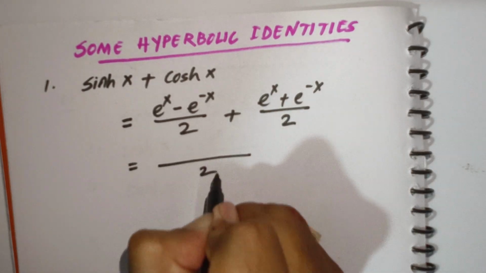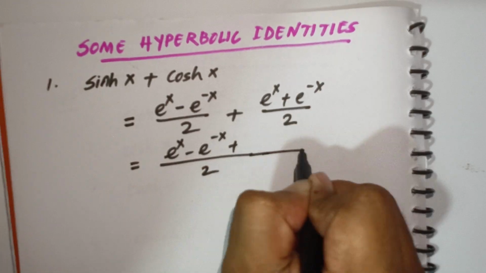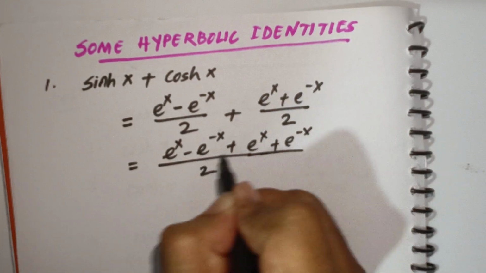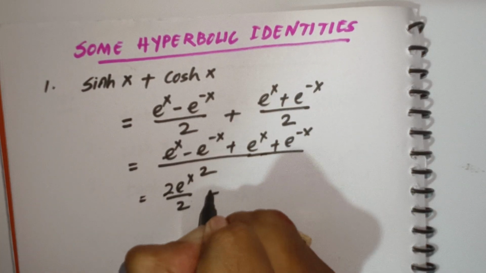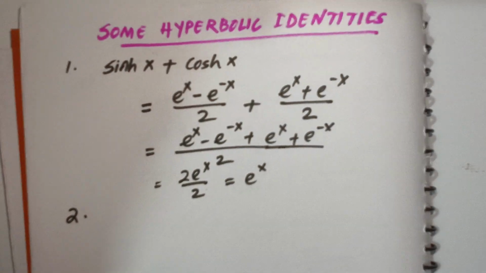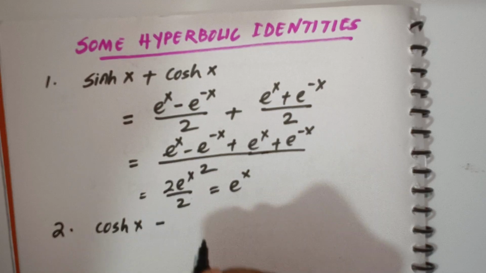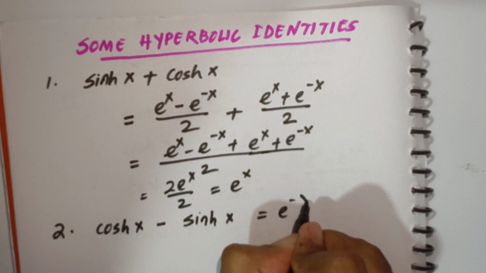Denominators are the same, so this is e to the power x minus e to the power minus x plus e to the power x plus e to the power minus x. The e to the power minus x terms get cancelled, so we have 2 e to the power x by 2, which is e to the power x. Similarly, you can show that hyperbolic cosine minus hyperbolic sine is e to the power minus x.